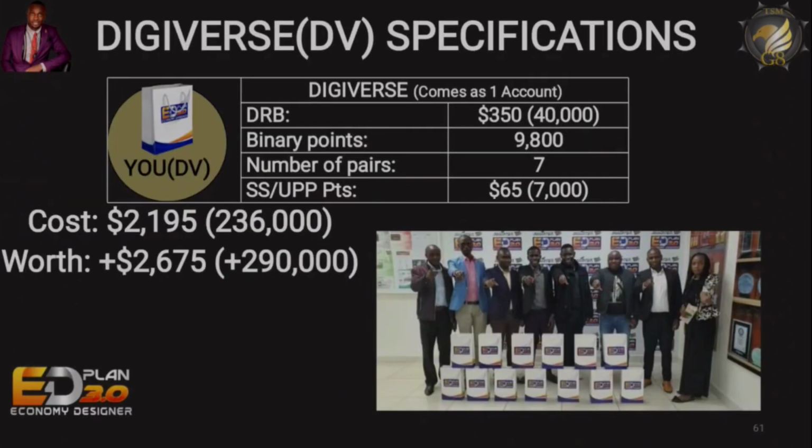The third package we have in ED 3.0 is called Digiverse. These are the characteristics of a Digiverse. And you can see there, someone has joined with 15 Digiverses. So that means these individuals have paid $2,195 times 15. So basically, probably they're buying for part of their family members and their teams. So that is how it is.